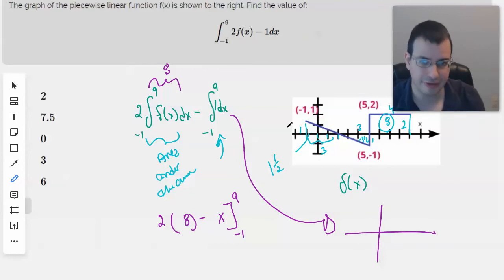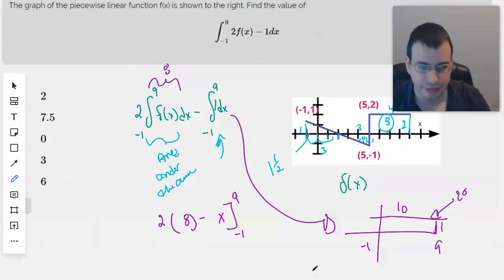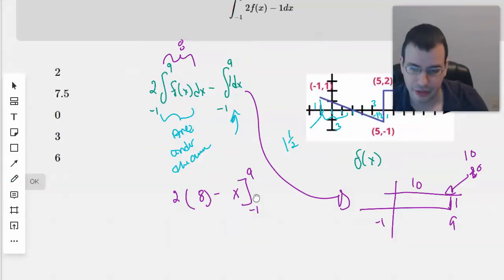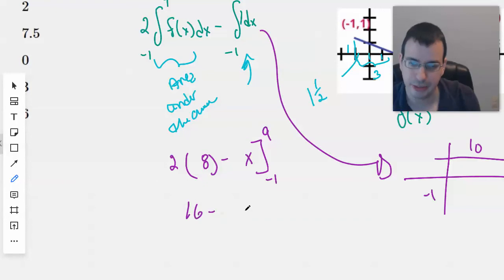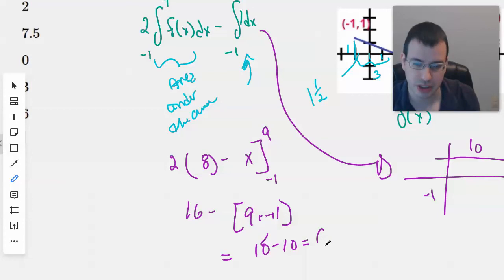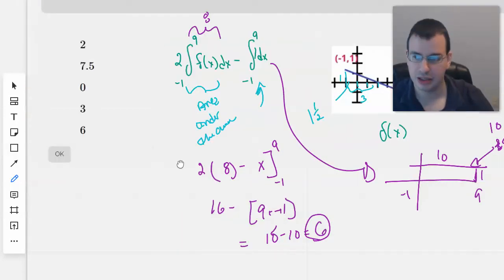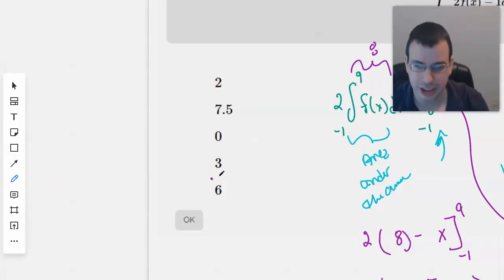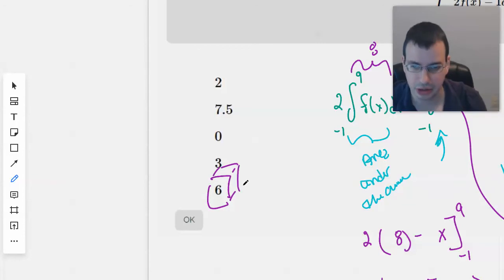We could also graph this and calculate it that way. If you look at the graph of this, this would just be 1. And so you'd see -1 to 9, a distance of 10, height of 1. That's 10. So we have 16 minus the quantity 9 minus -1, which is 10. So it's 16 minus 10, which is 6. So the answer will be 6, which is even a possible answer, which is nice. There we go, 6.